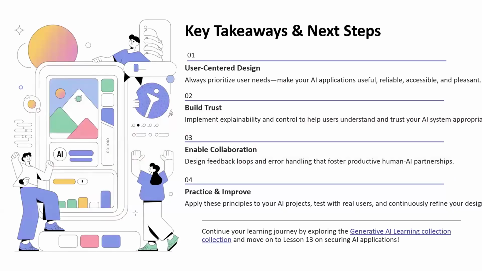So the key takeaways are user-centered design. We have to put our users first. Always prioritize the users, make applications useful, reliable, accessible, and pleasant. Build trust, implement explainability and control to help users understand and trust our system appropriately. Enable collaboration, define feedback loops and error handling that foster productive AI and human partnerships, and then practice and improve. Apply these same principles to your AI project, test with real users, and continuously refine your design.